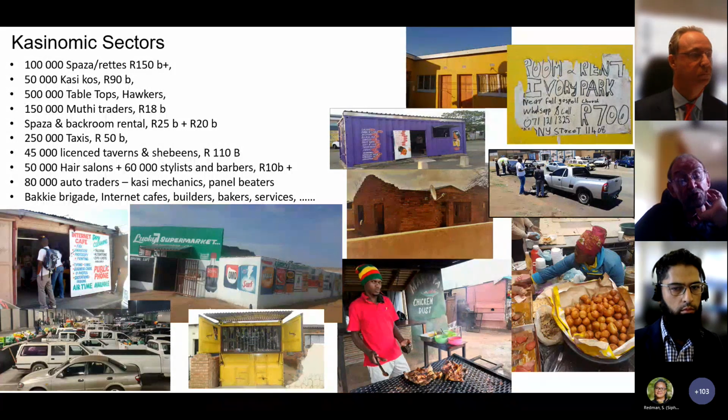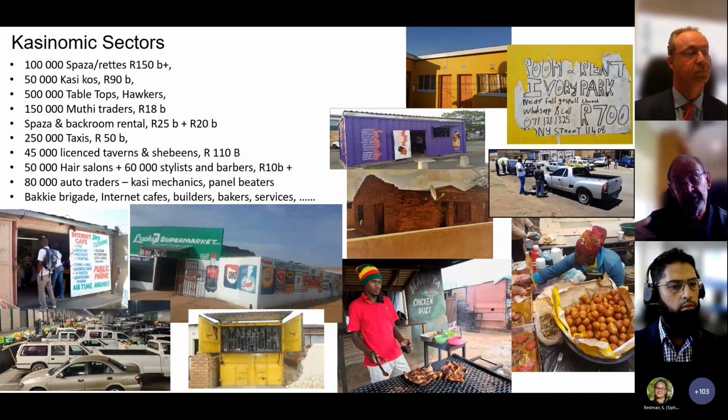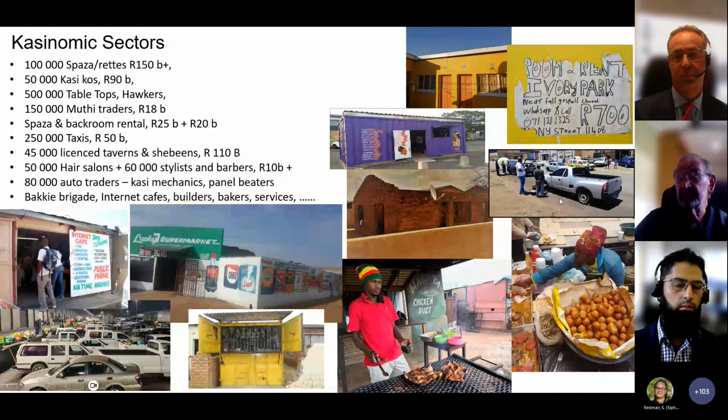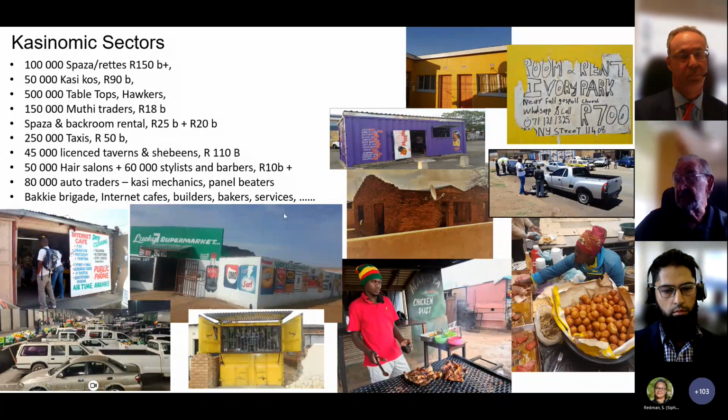About 80,000 auto traders, which are Kasi mechanics, panel beaters, and then of course you've got what we call the Bucky Brigade, the guys that operate out of the back of pickups and doing all kinds of deliveries. They're also builders and bakers and providing services.